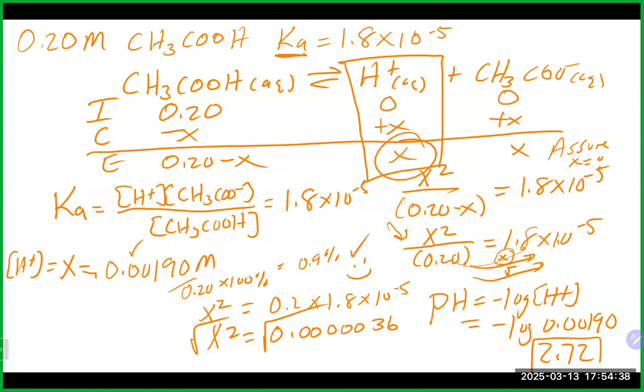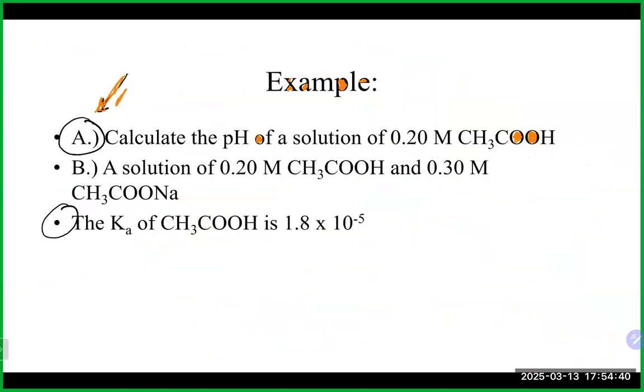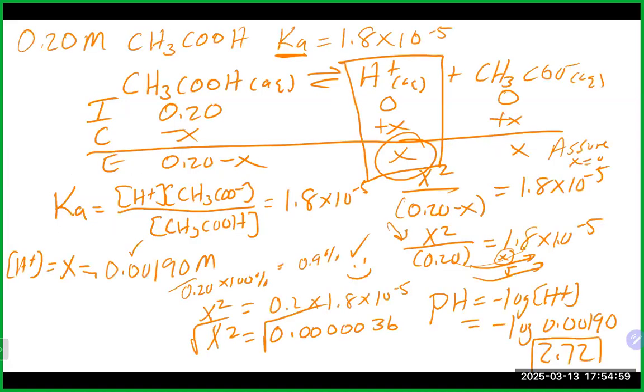Okay, so now let's talk about what happens if we do have a common ion problem with the same acid, and that's really what part B is. In part B, we're going to take the same acid, but we're also going to add some sodium acetate to it. Same acid, same molarity, but we're going to mix in some sodium acetate with it.